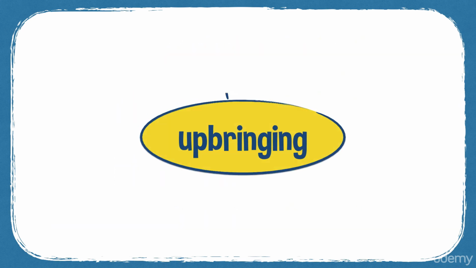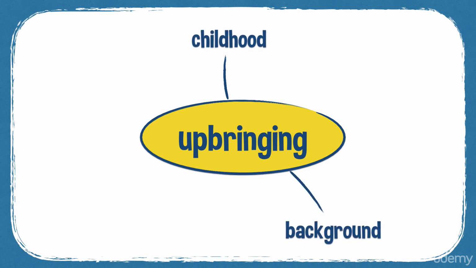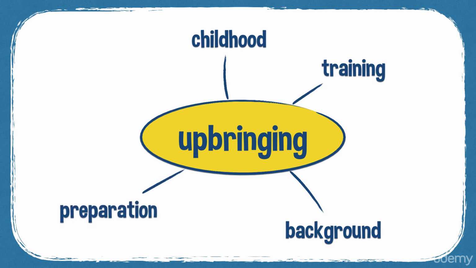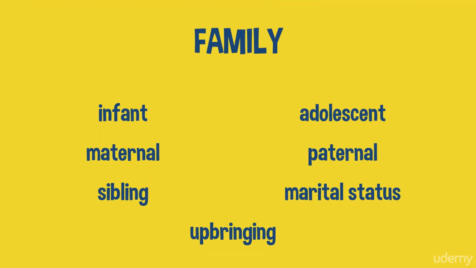And some synonyms: childhood, background, training, preparation, nurturing. So there are your 7 family words: infant, adolescent, maternal, paternal, sibling, marital status, upbringing.